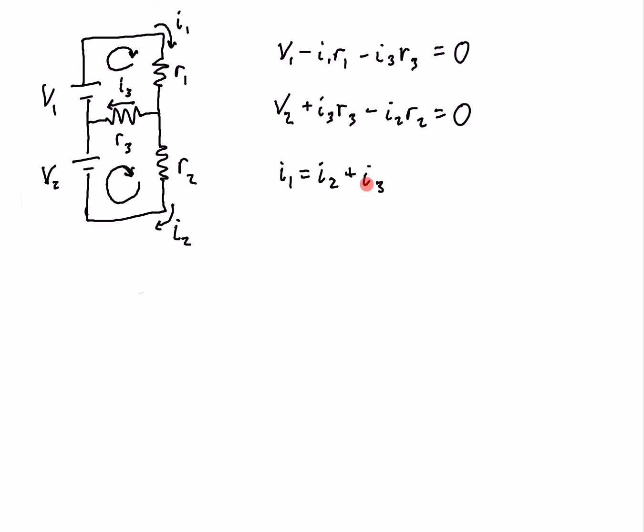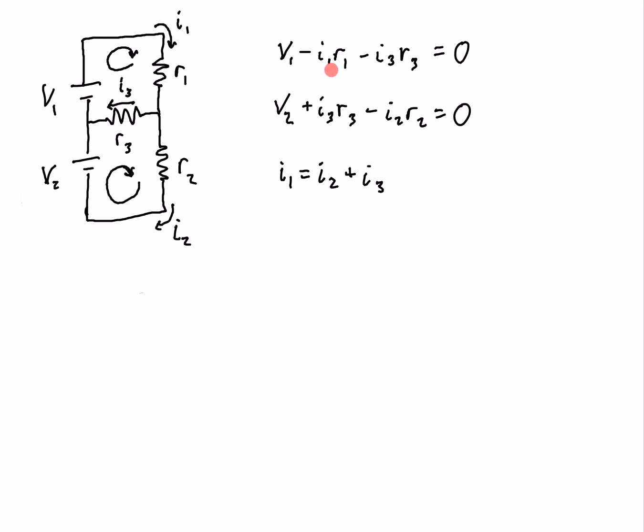Now let's solve for I3. I said the voltages and the resistors were givens. So I1, I2, I3 are unknown. I3 is the one we want to find, so I1 and I2 are nuisance variables, so we should get rid of them.